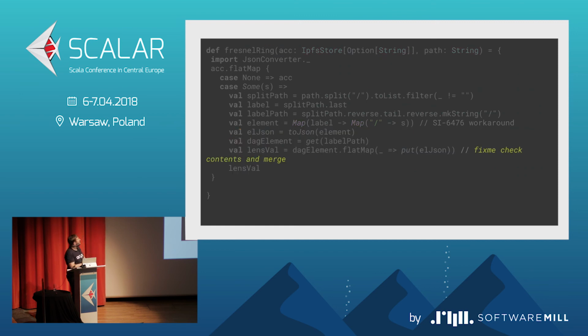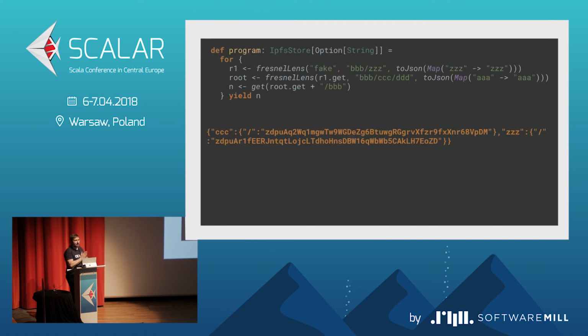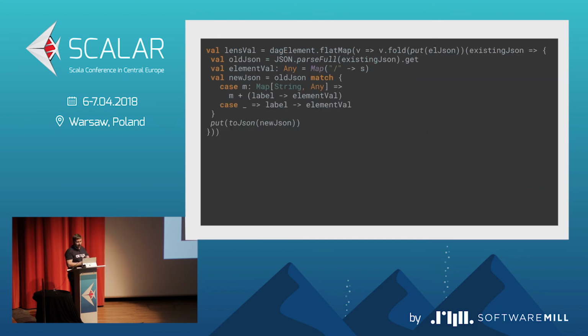That will be run on a monad. By the way, there's a comment there: fix me, check content and merge. Be on the lookout for comments, because this code will not work exactly as advertised if I have a situation where two paths diverge, because I just put a JSON with a single path. If I already had a JSON there, I would just replace it. So I need to actually combine those two JSONs.